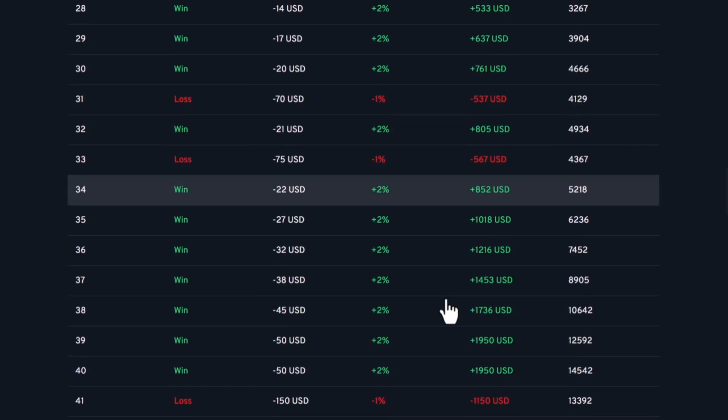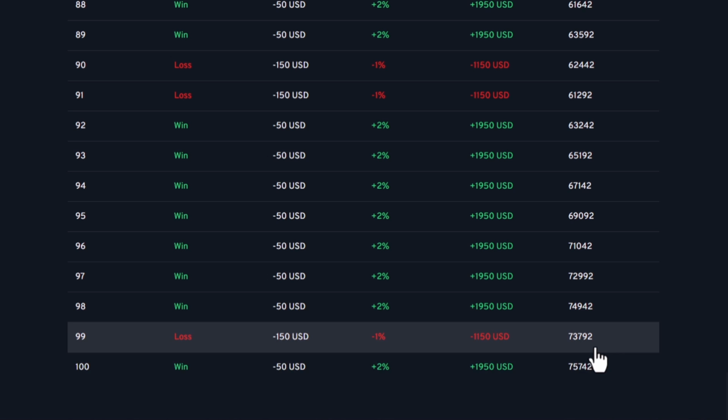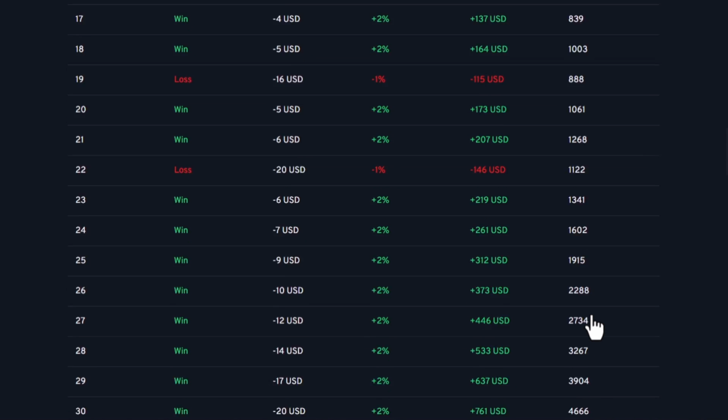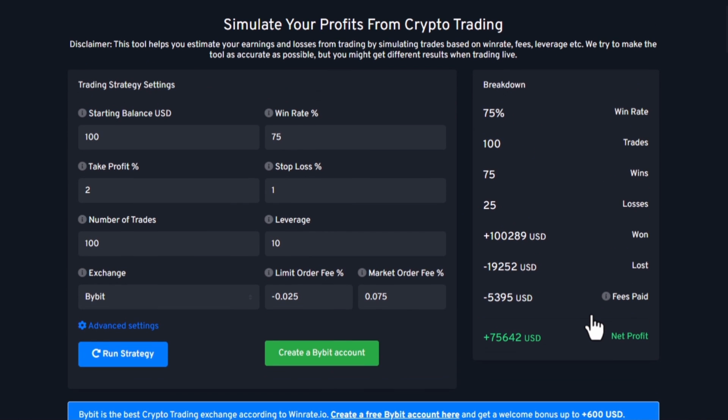And as you can see, you can make almost 74k after 100 trades. This is just a demonstration and the calculation, and it's an average. You can do your own backtesting, come up with your own strategy, modify it, whatever it is.